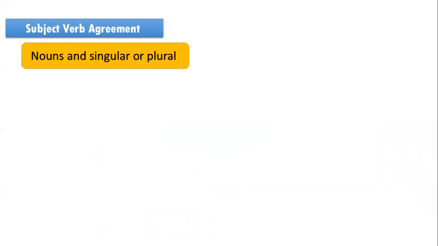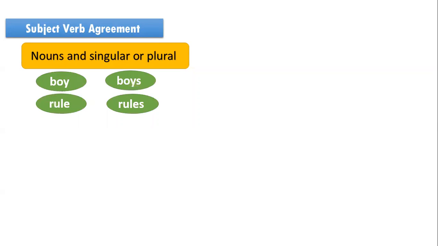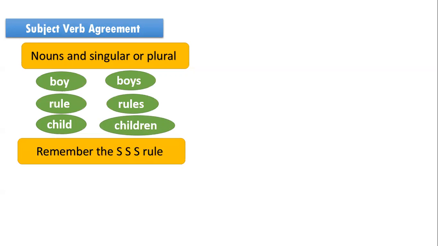As you know, nouns are singular or plural. We have singular nouns like the word boy, and the plural is boys, and of course everybody knows that. We have rule, rules is plural. We have child and children as the plural of child. Right. Remember the 3S rule. What is it? Let's see. The 3S rule says a singular subject takes the verb with S.